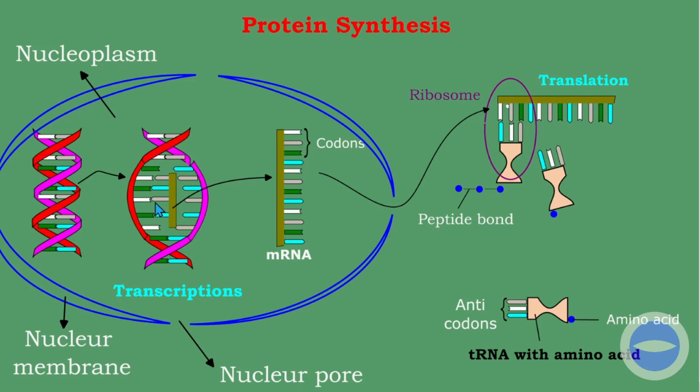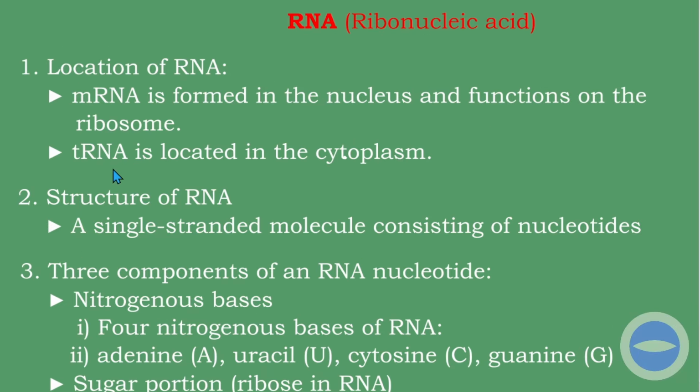It takes the information from the DNA, then moves out of the nucleus via nucleopore, and then functions in the cytoplasm or on the ribosome. And then tRNA, you'll only find it in the cytoplasm. This one you'll only find it in the cytoplasm. mRNA is produced in the nucleus and then moves out of the nucleus via nucleopore, then functions in the cytoplasm or on the ribosome. This is what the document is telling us.